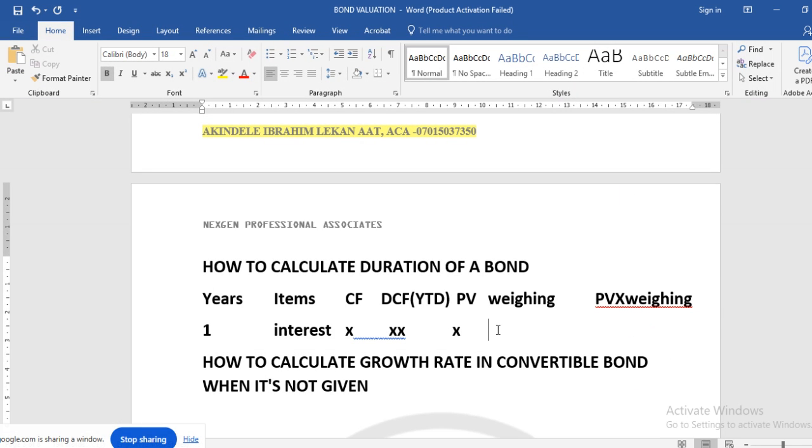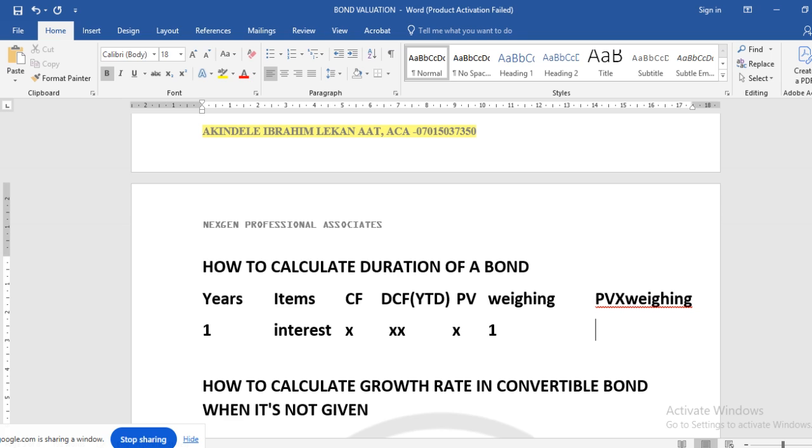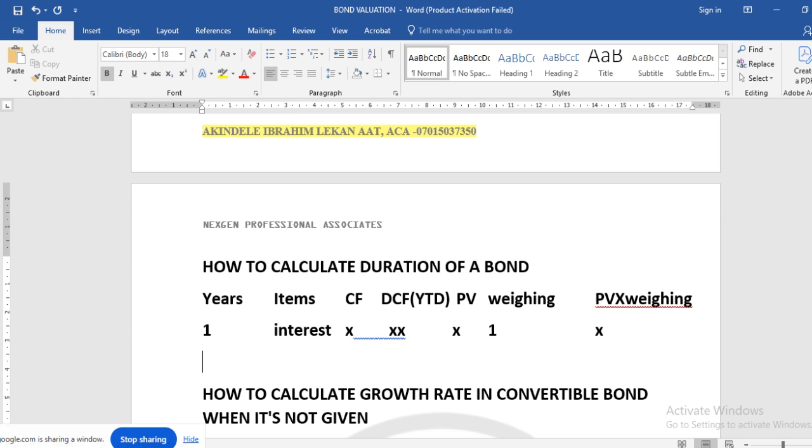Okay. 1. Then PV, your present value, times your weighing will give you this part. So year 2, you pay interest. Now the interest may not be the same. That is why we have to do it separate.